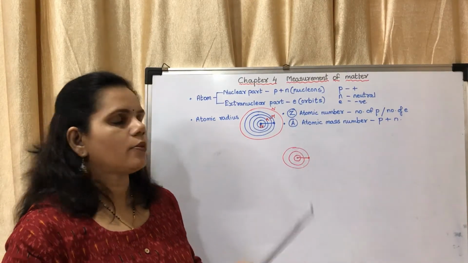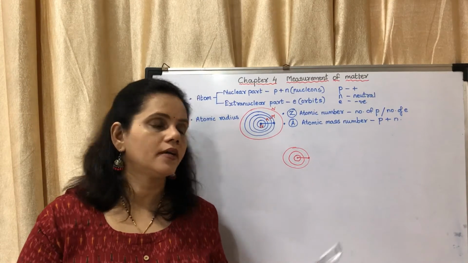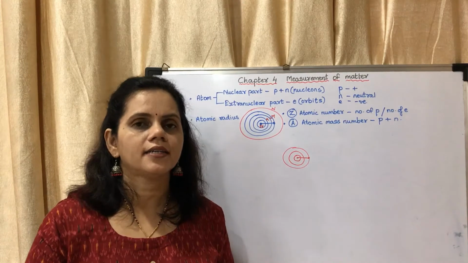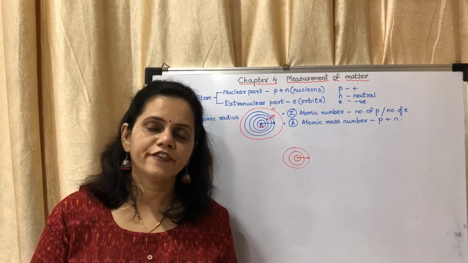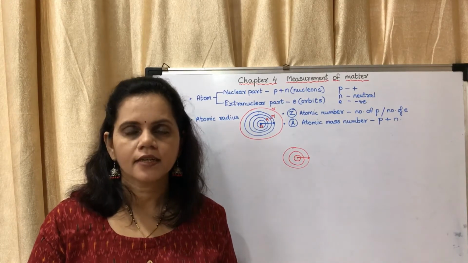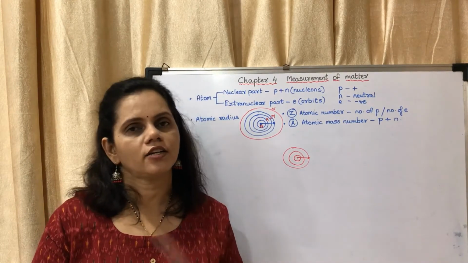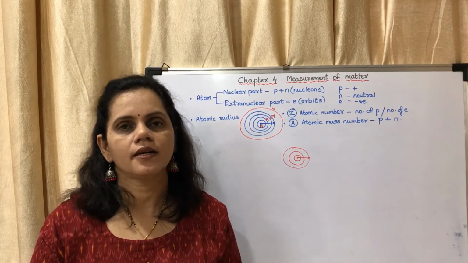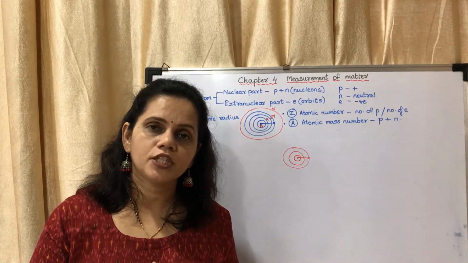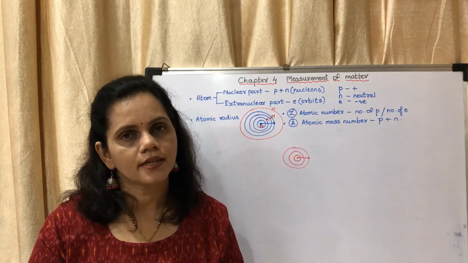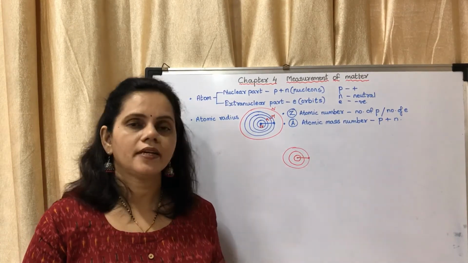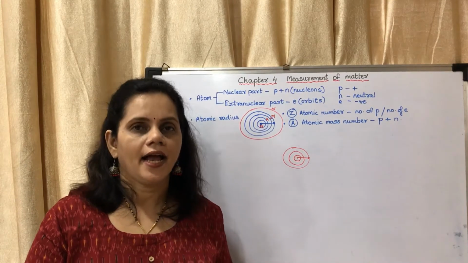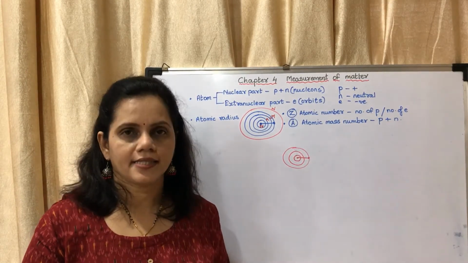And the next is atomic number. What do you mean by atomic number? It is the number of protons or number of electrons in that atom. If there are 15 protons, the atomic number is 15. If there are 15 electrons, the atomic number is 15. If there are 20 protons, then the atomic number is 20. If the atomic number is 21, then the number of protons is 21. That means the atomic number is the number of protons or the number of electrons inside an atom. It is denoted by the letter Z, okay?